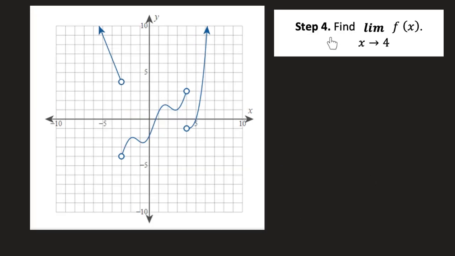For step 4, we're asked to find the limit as x approaches 4. And again, there's no plus or minus as a superscript. So therefore, we know this is a two-sided limit for f of x. And I just got to say something.